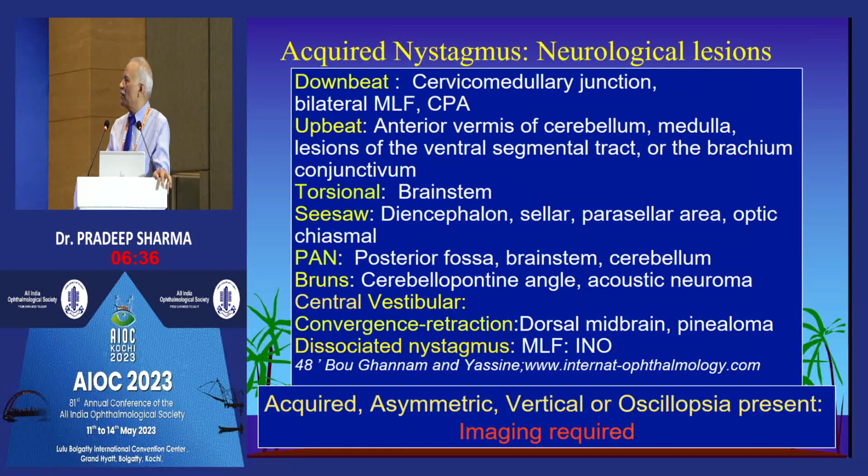Now this is something which is underlying. The details of these may be in different forms that you may have in acquired nystagmus. These are there, you may keep in mind. So these have underlying neurological lesions, and that's why imaging is essential.